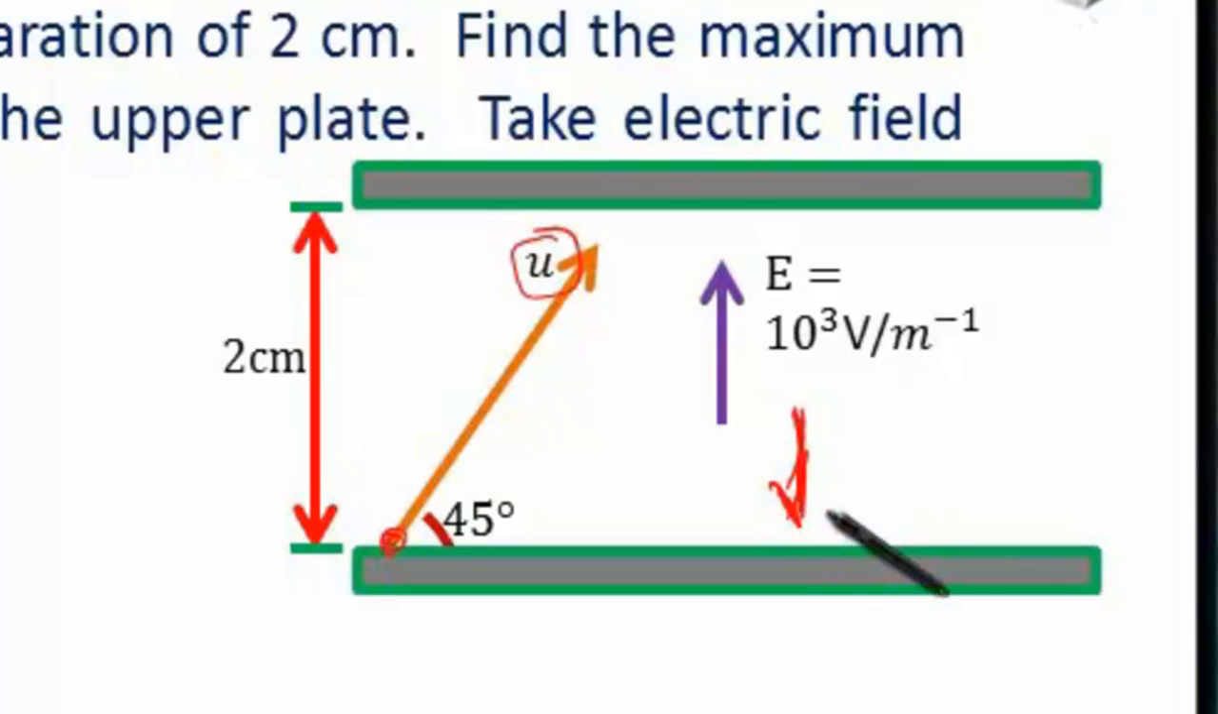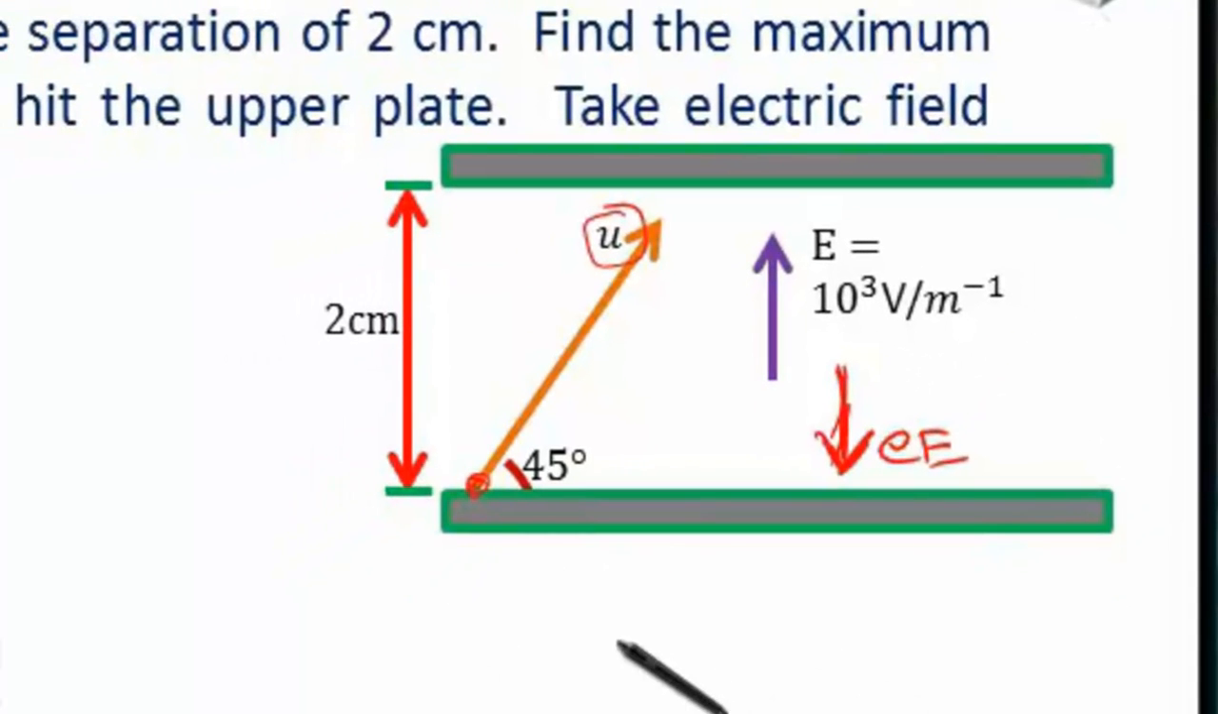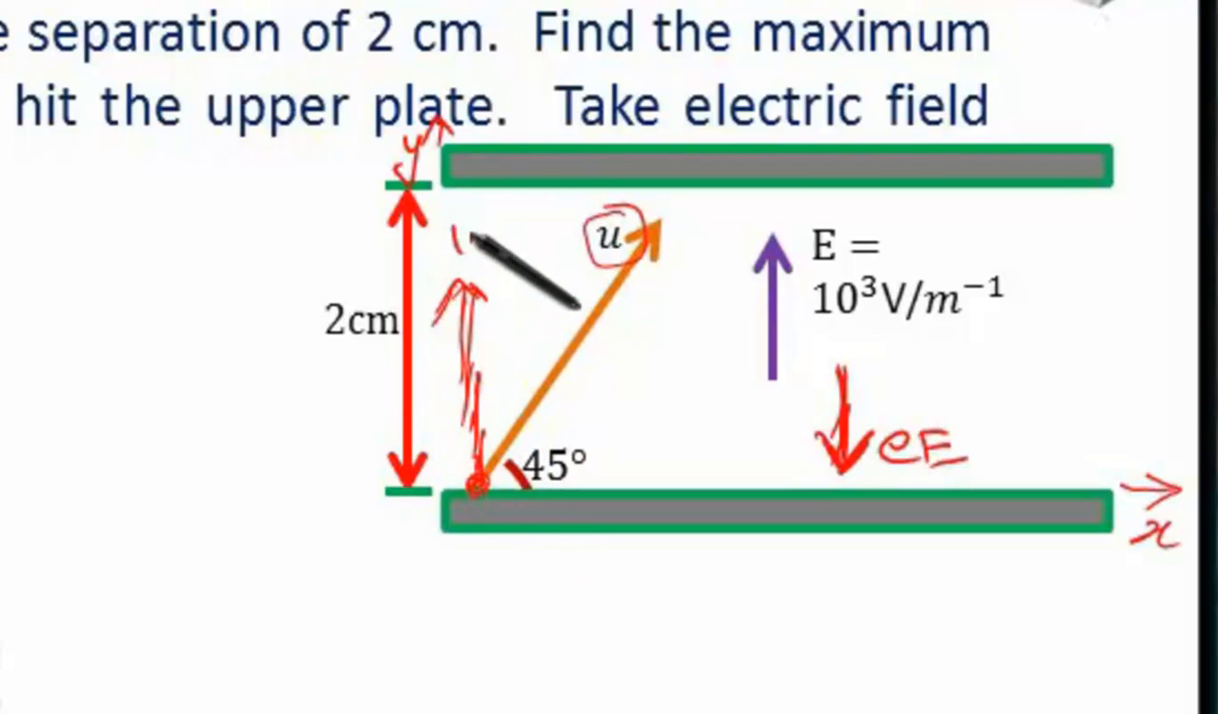So the electric force would be acting vertically downward, and the magnitude of the force will be the electronic charge multiplied by the electric field intensity, which is 10^3 volt per meter. Here we can easily neglect the force of gravity, so we'll just consider the electric force. Let us assume this is our x-axis and here is our y-axis. When the particle is projected from this point, let us select this point as our origin, and the y-axis perpendicular to the plates.